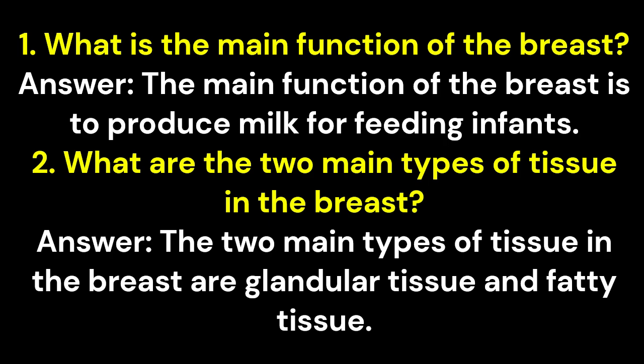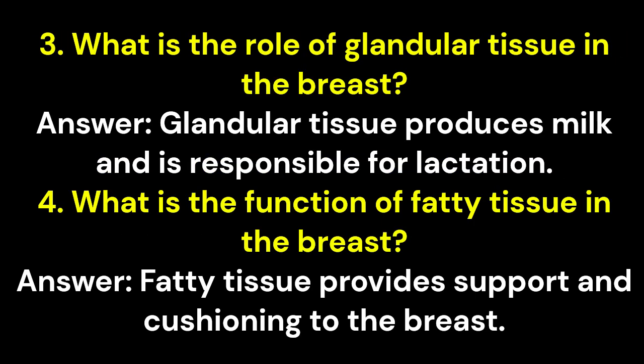2. What are the two main types of tissue in the breast? Answer: the two main types of tissue in the breast are glandular tissue and fatty tissue. 3. What is the role of glandular tissue in the breast? Answer: glandular tissue produces milk and is responsible for lactation. 4. What is the function of fatty tissue in the breast? Answer: fatty tissue provides support and cushioning to the breast.